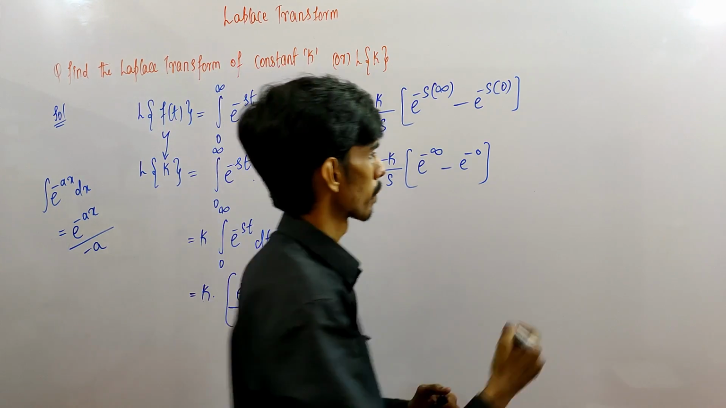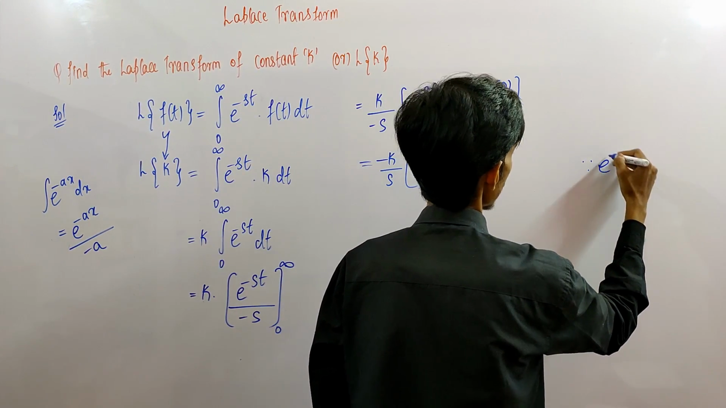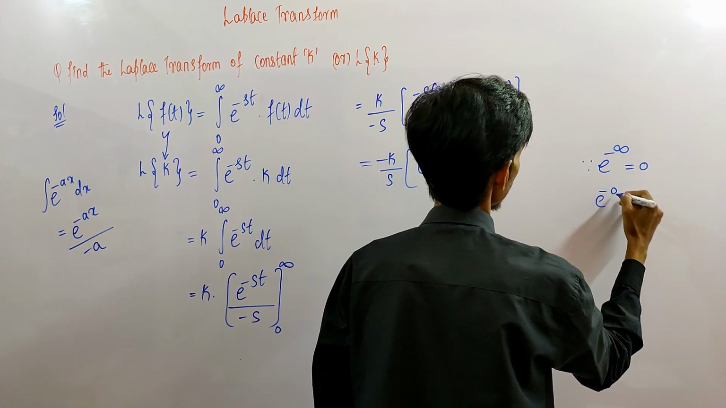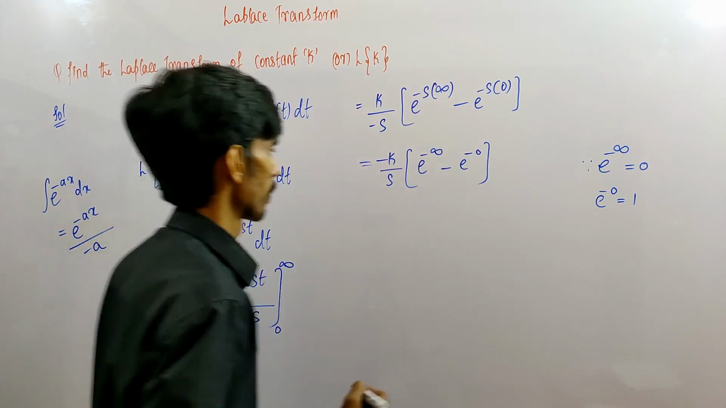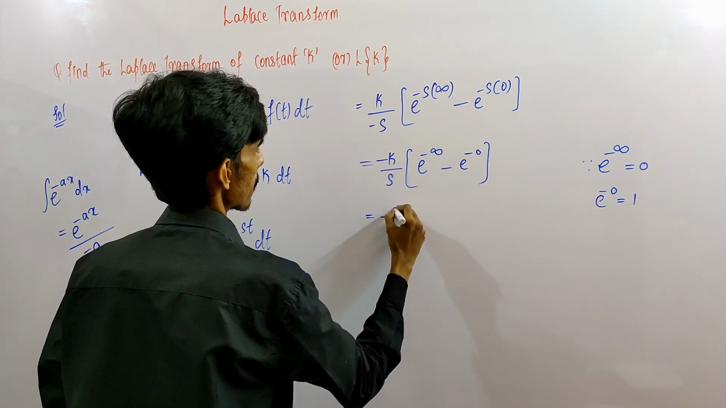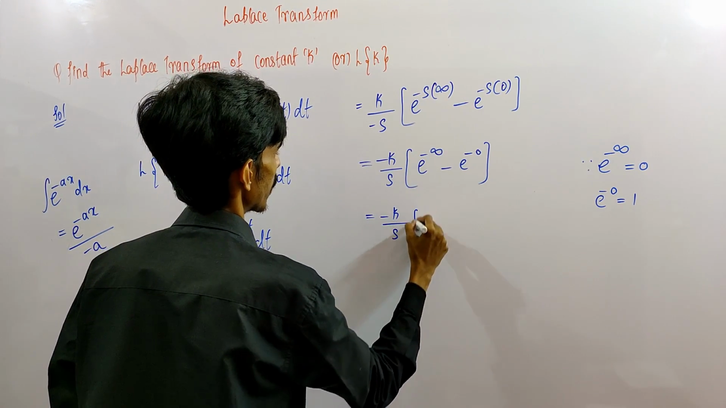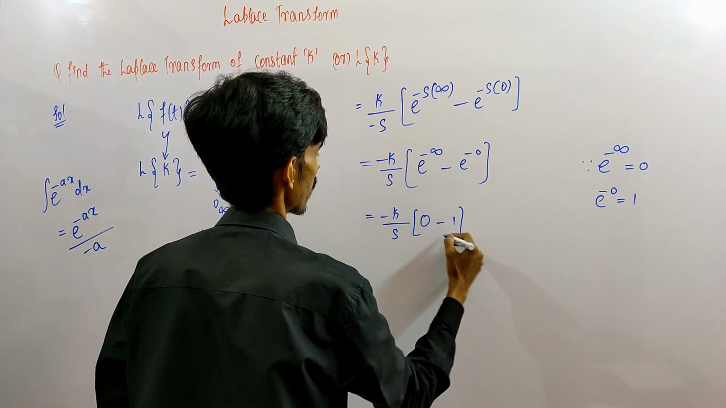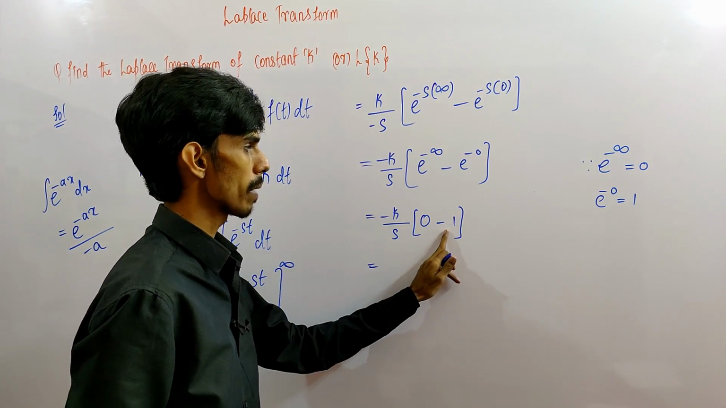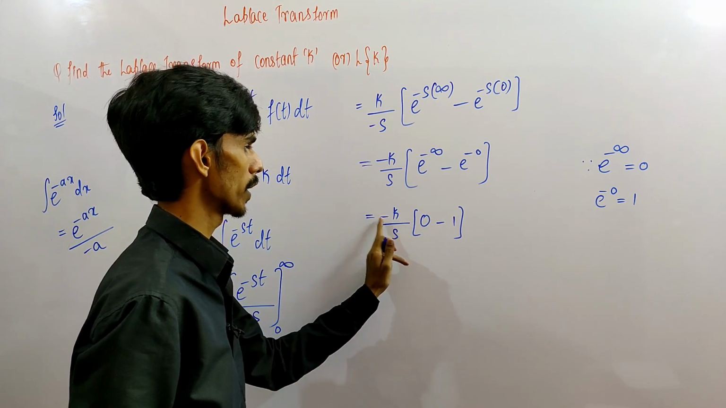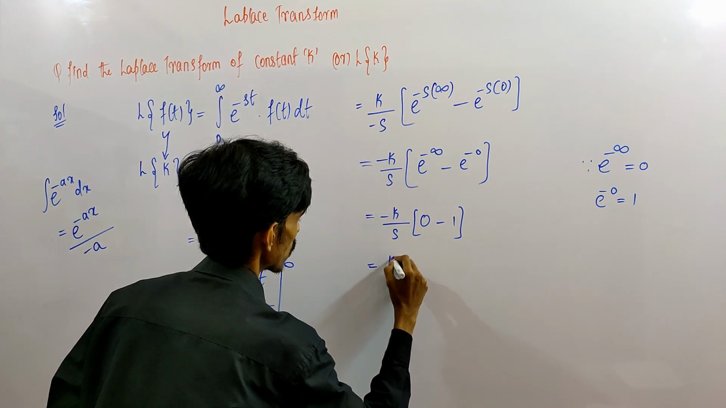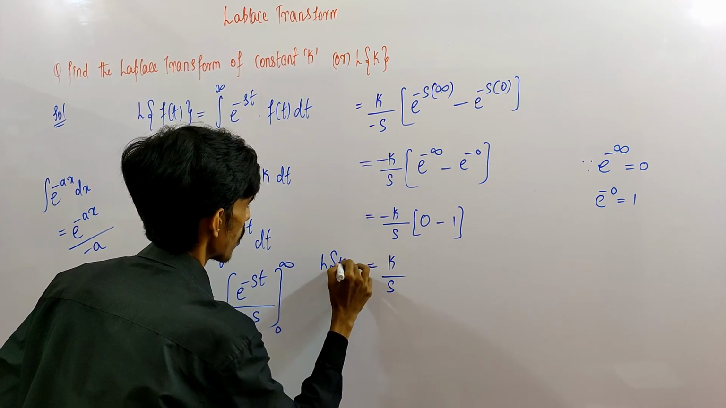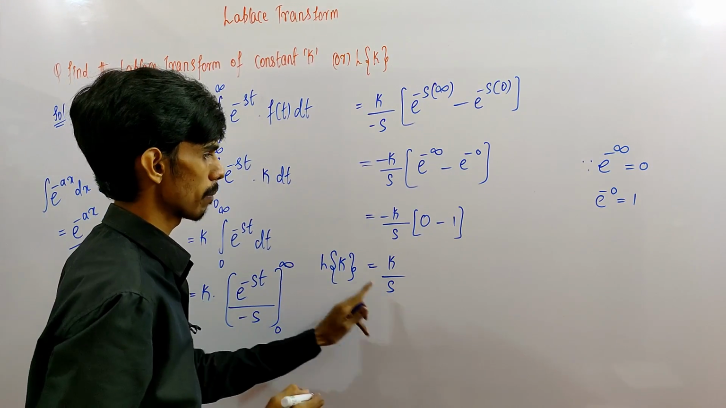We know that e power of minus infinite value is always 0. E power of minus 0 value is 1. Now this will become minus k divided by s into this value is 0 minus this value is 1. Now 0 minus 1 we have minus 1, minus 1 into this minus we have plus. So k divided by s. We got Laplace transform of constant k as k by s.